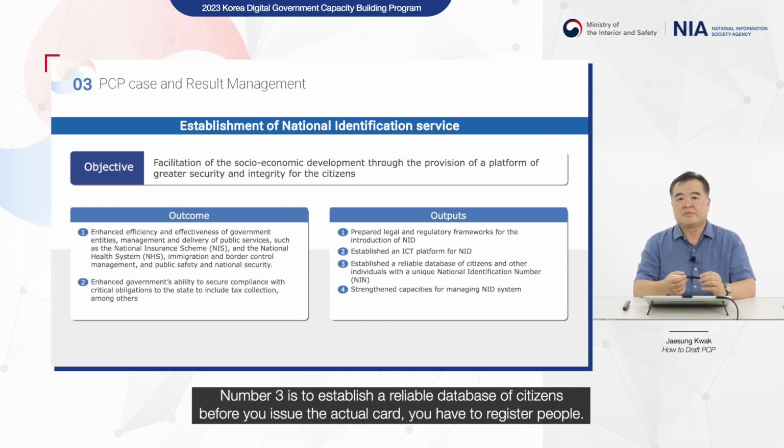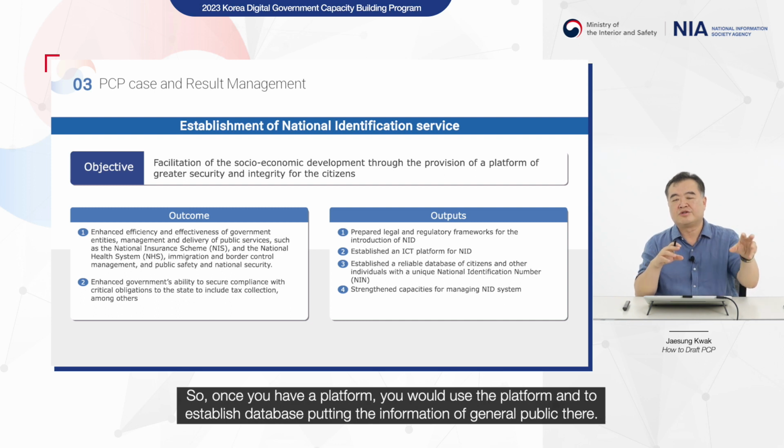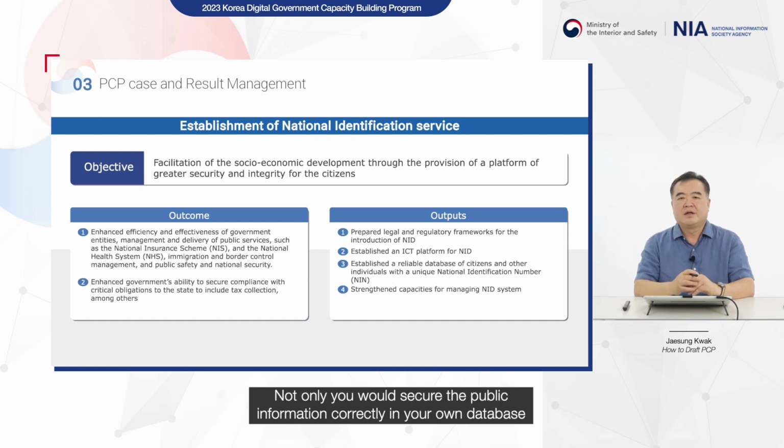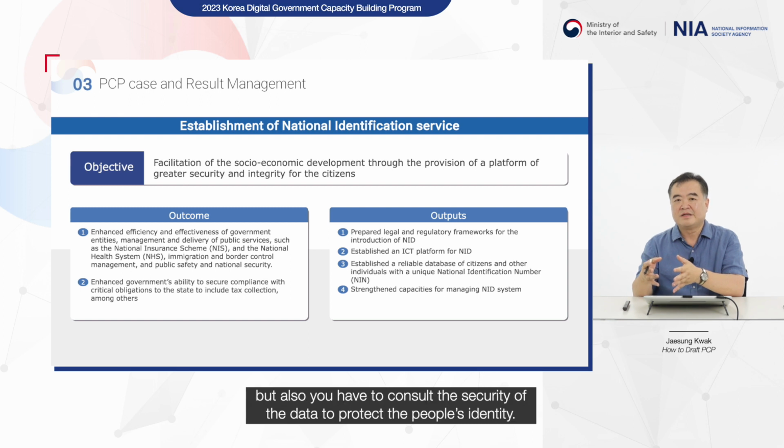Number three is to establish a reliable database of citizens. Before you issue the actual card, you have to register people. So once you have a platform, you will use the platform to establish a database and put the information of the general public there. Not only do you secure the public information correctly in your own database, but you also have to be concerned about the security of the data to protect people's identity.